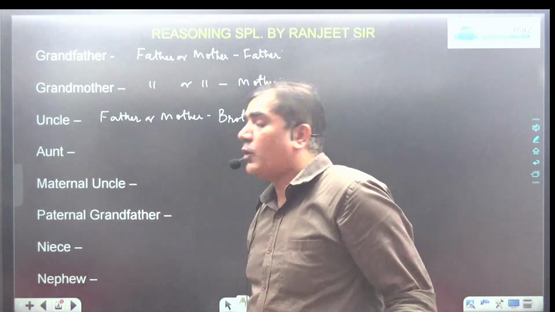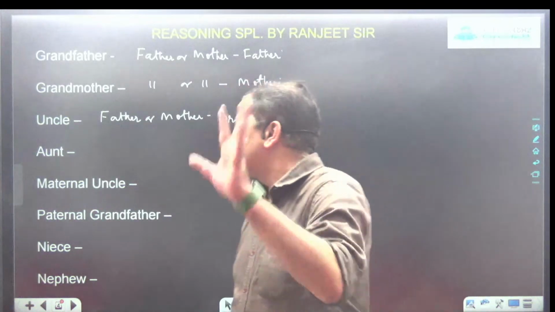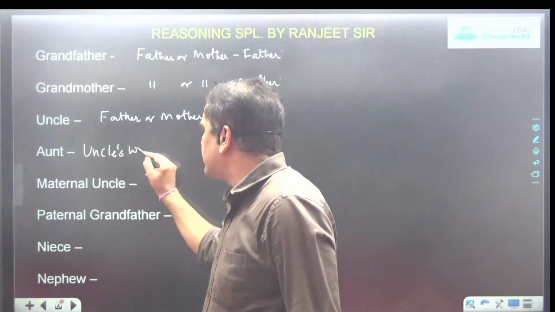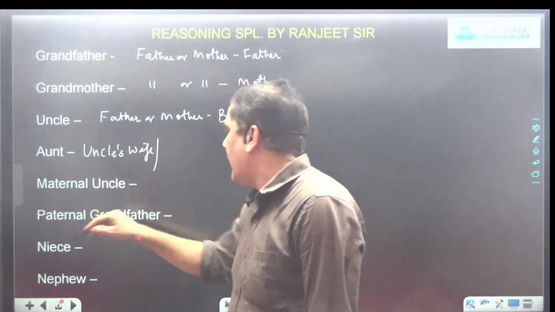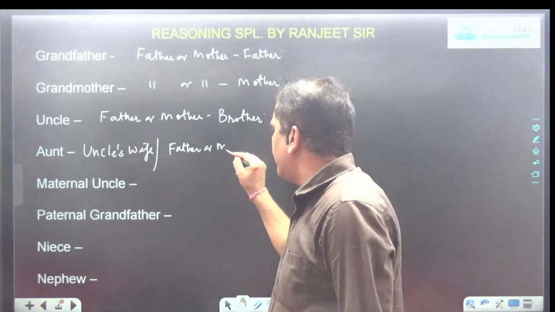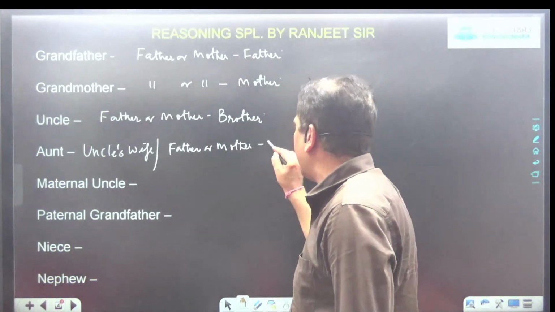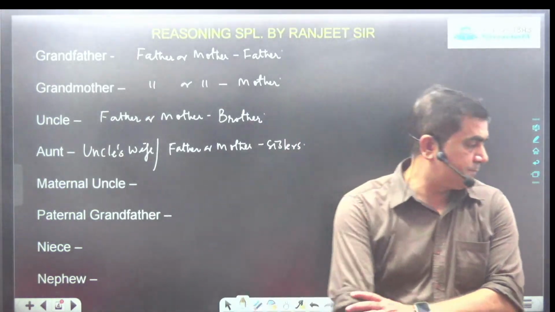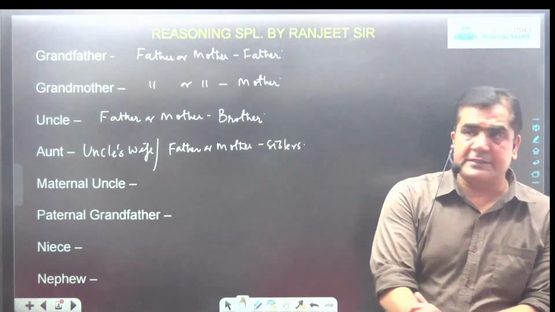Next one. Who is called an aunt? So aunt always stands for uncle's wife. My uncle's wife will be my aunt, or I will say my father's or mother's sister. My father's or mother's sisters will be my aunt. Clear?